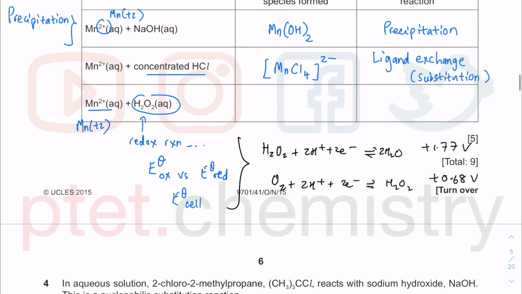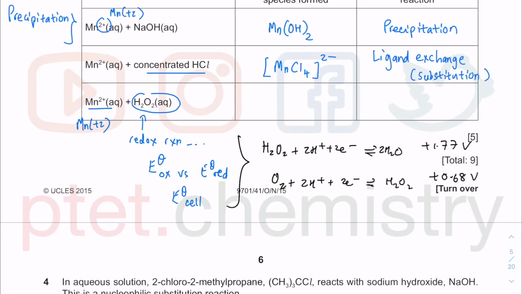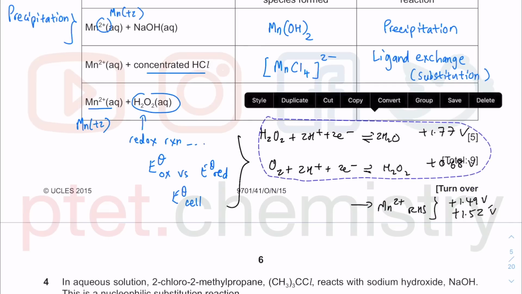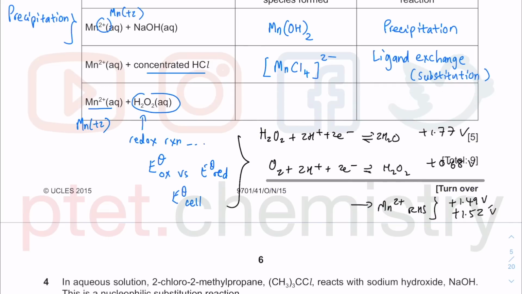If I have one where the Mn2+ is on the right hand side, you can have Mn3+ going to Mn2+, which is +1.49 volt. You can have MnO4- going to Mn2+, which is +1.52 volt. And now try to look for Mn2+ on the left hand side. If I have Mn2+ on the left hand side, so what would that be? I'm just saying we are playing around with stuff, right?